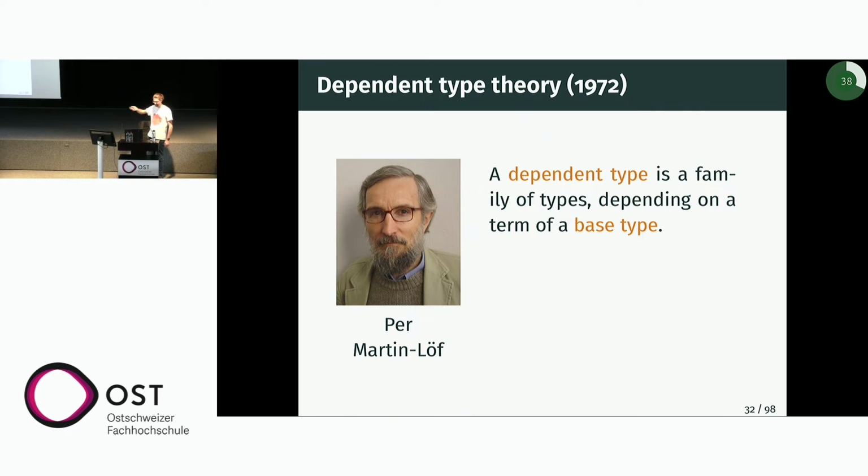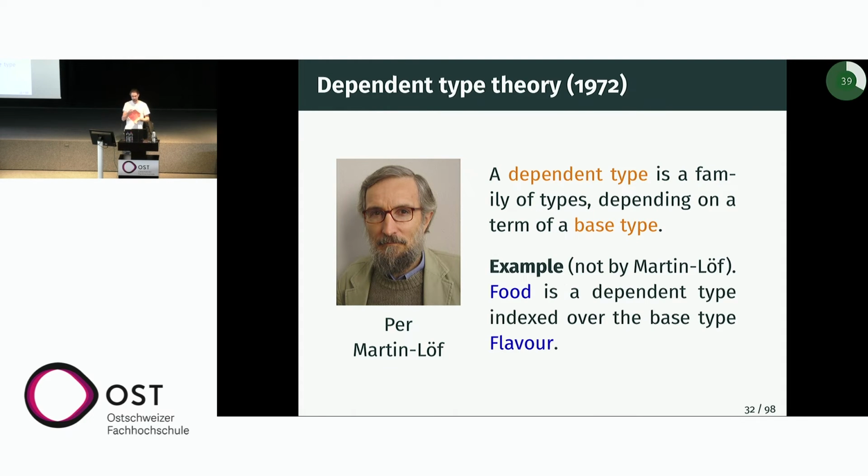So okay, let's see. What are dependent types actually? Well, these types were invented by Per Martin-Löf in 1972. Dependent types are actually not a single type, but families of types that depend on some term of a base type. So in this example, which was not by Per Martin-Löf, but by me, Food is a dependent type and it's indexed over this base type of flavors. So for each flavor, we get a different type of food of that flavor.